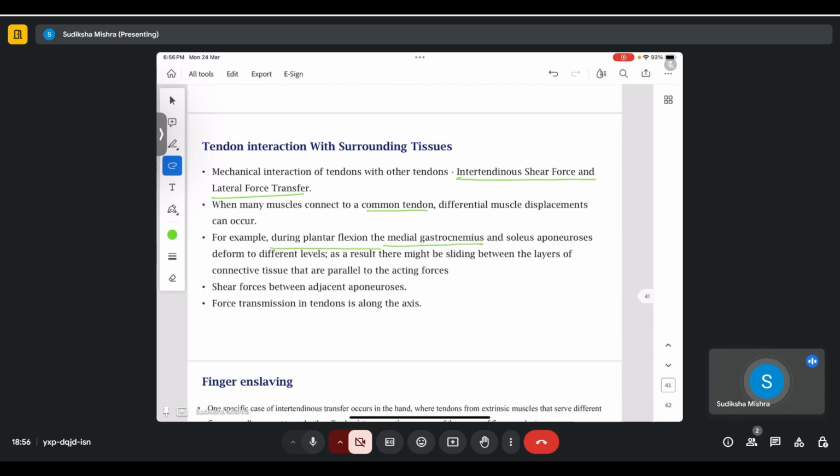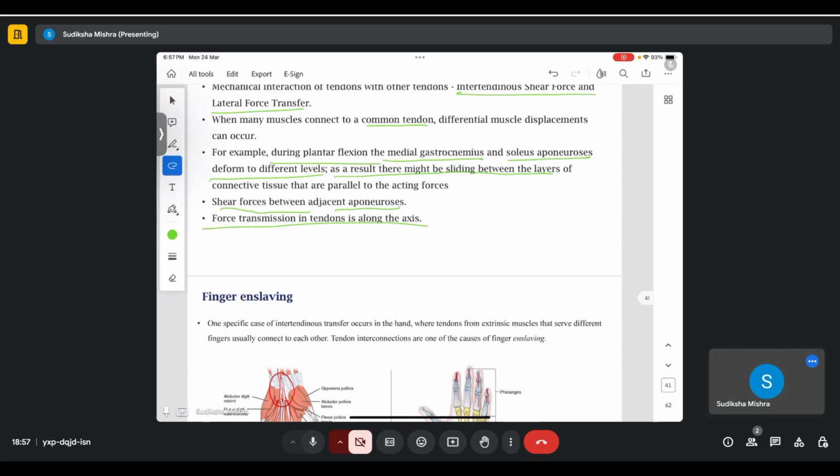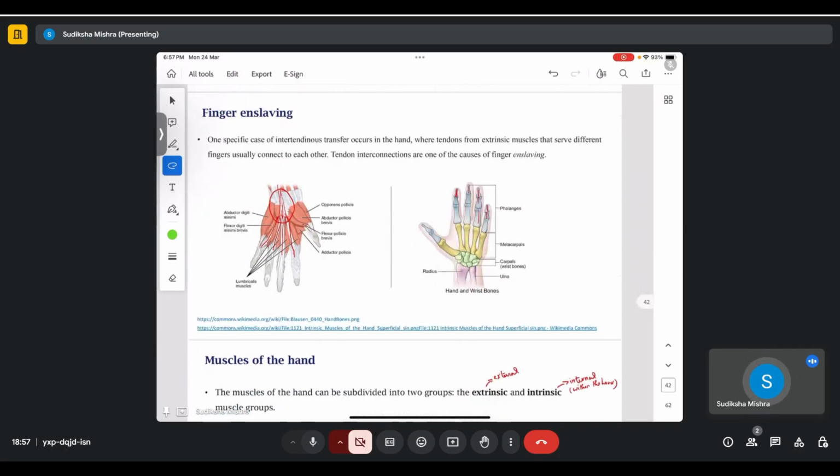One of the examples is during plantar flexion, the medial gastrocnemius and soleus aponeurosis deform to different levels. As a result, there might be sliding between the layers of the connective tissue that are parallel to the acting forces, and there will be some shear between these two because of the sliding. In general, force transmission in the tendons is along the axis, but there might be shear forces between the adjacent aponeurosis.